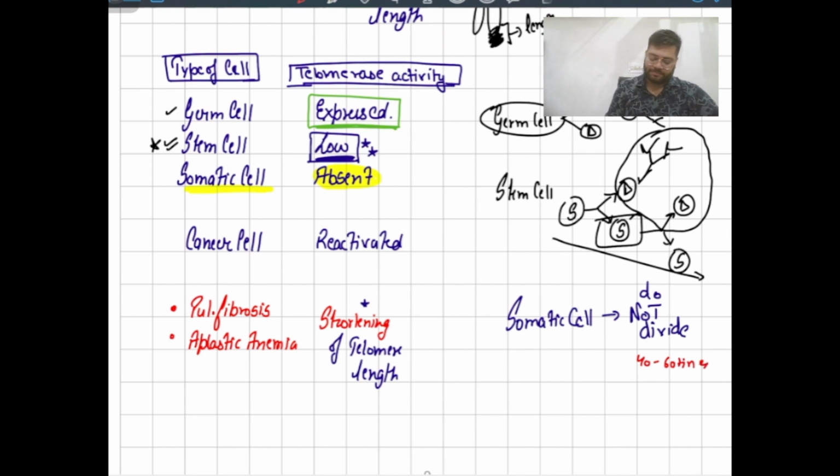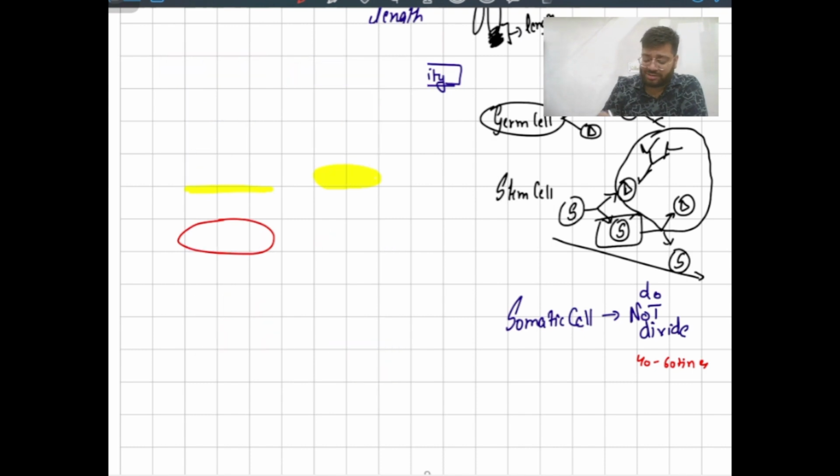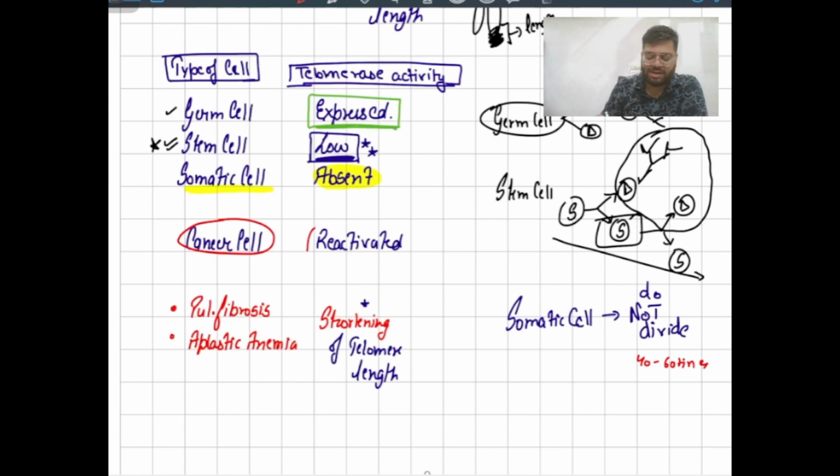The next is a cancer cell. A somatic cell, or any kind of cell, germ cell, stem cell, but I am taking an example of a somatic cell, keeps on proliferating. That means it can divide unlimited times. For division, it needs telomerase activity, but there is no telomerase activity as such in normal somatic cells. So what will be the status of telomerase activity in cancer cells? We'll say reactivated. Why am I not saying expressed or anything else? Because there was no telomerase activity before. It is a reactivation of an activity. Telomerase enzyme activity is reactivated in them.